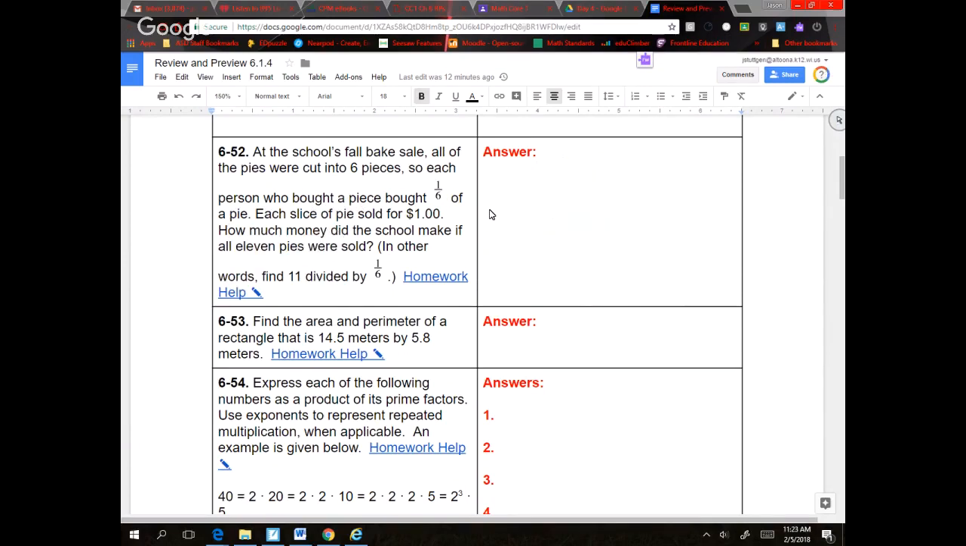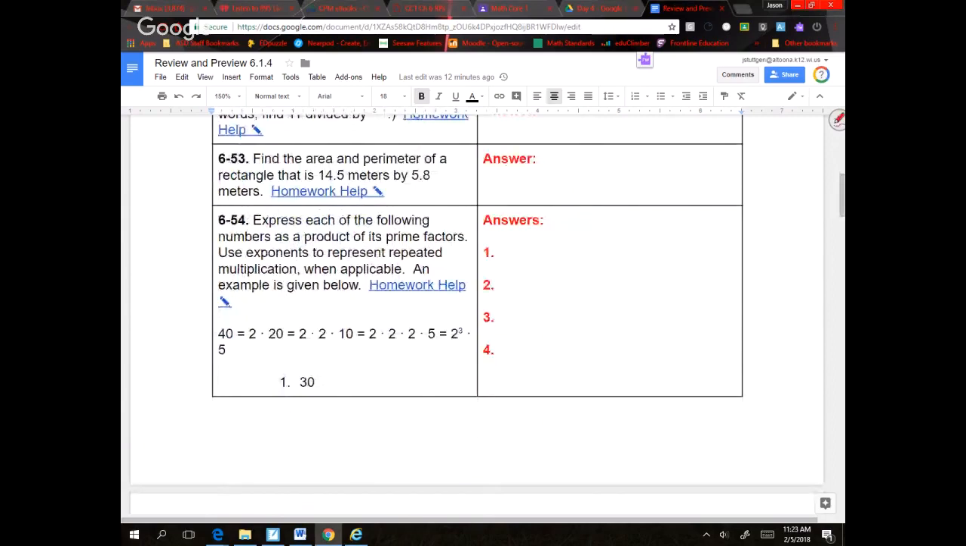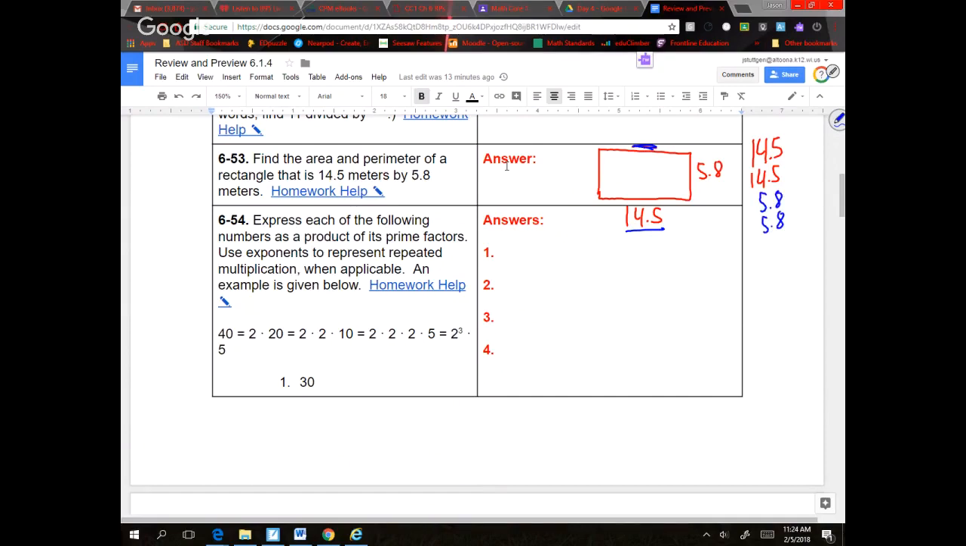Next problem. Find the area and the perimeter of a rectangle that is 14.5 meters by 5.8 meters. So here's my rectangle. I should label it 14.5 and then 5.8. To find the perimeter, I add them all up. So I should have 14.5 and 14.5 because these two sides are the same length. And then two 5.8s because there are two sides that are that length. I add all those up. I should get 40.6 meters.